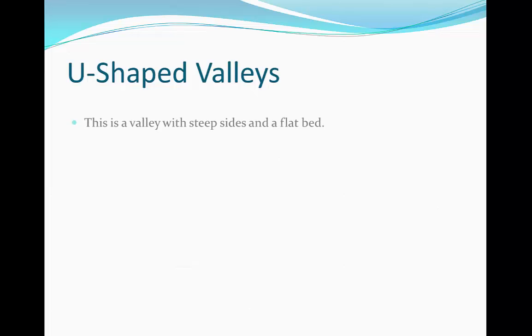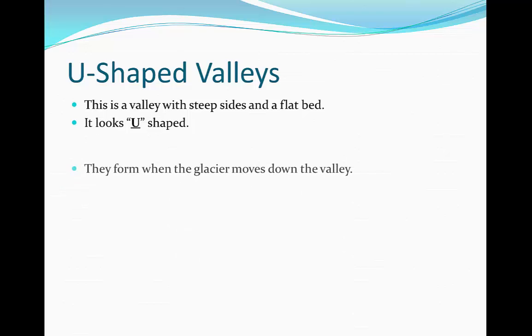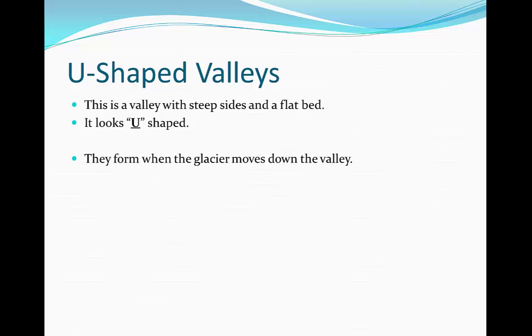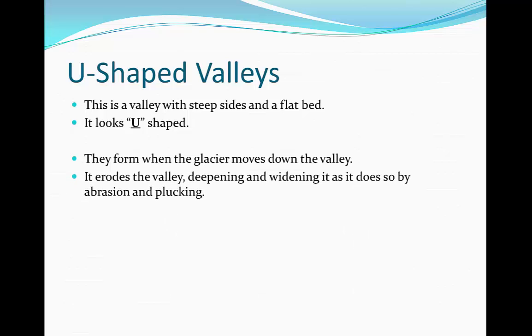U-shaped valleys. This is a type of valley that has steep sides and a very flat bed. It looks U-shaped due to its form because of the eroded glacier. They form when a glacier moves down the valley. Now the glacier is rather big, so it erodes the valley, deepening and widening it as it does so. And it does this by the processes of abrasion and plucking.